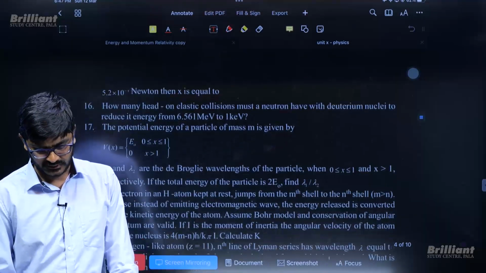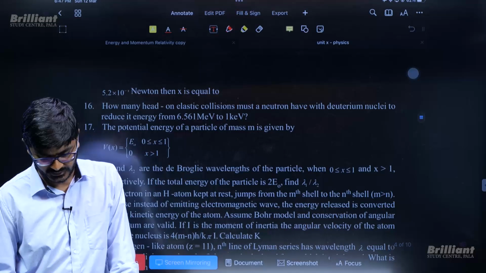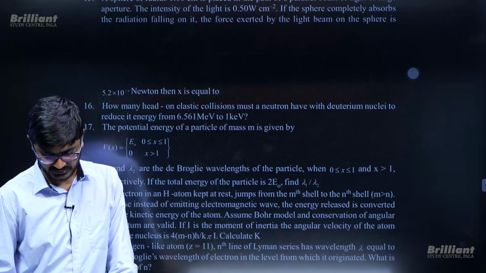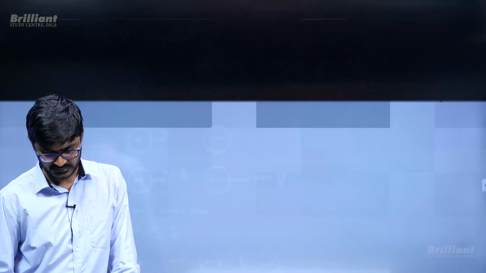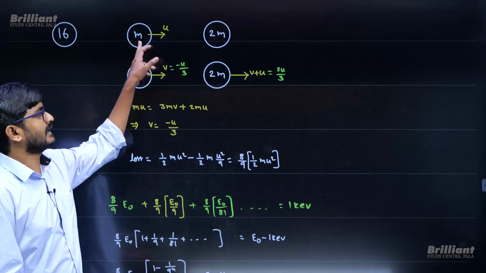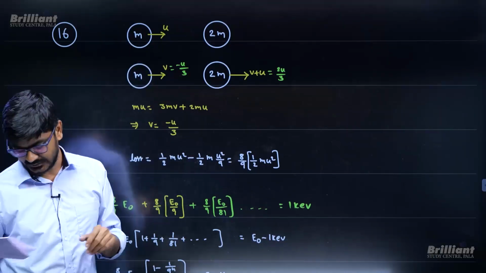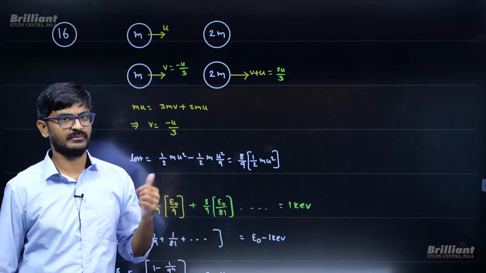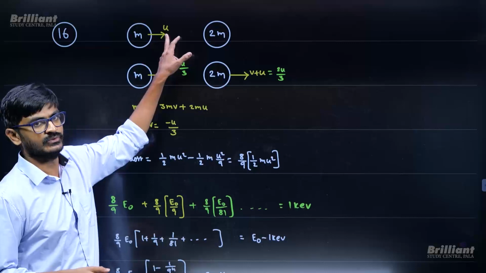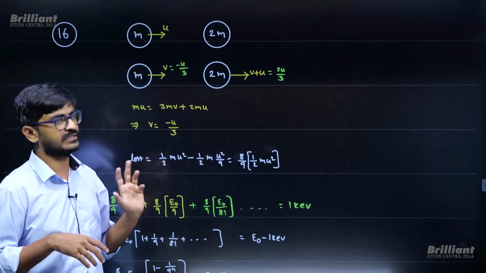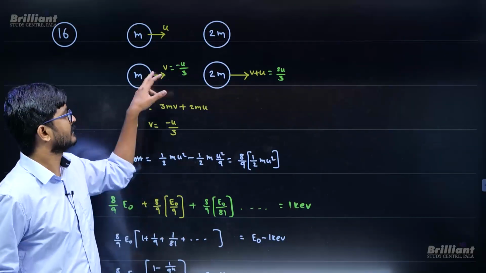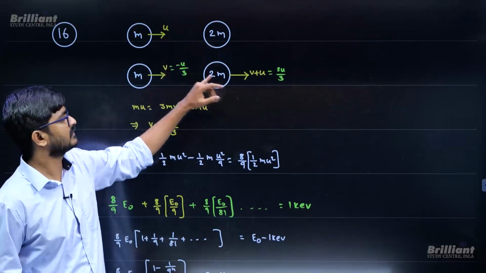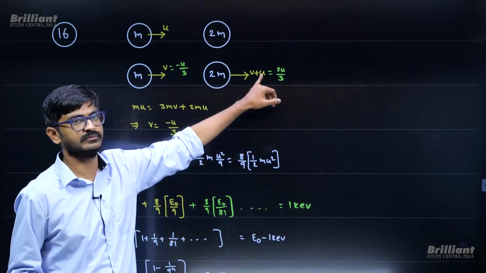How many head-on elastic collisions must a neutron have with deuterium nuclei to reduce its energy from 6.561 mega electron volt to 1 kilo electron volt? If the mass of neutron is m, then the mass of deuterium will be 2m, because deuterium has 1 proton and 1 neutron. Let us see what happens to the velocities in a head-on elastic collision. Let me assume this velocity is v, then this velocity will be v plus u, because velocity of approach is u, so velocity of separation must be u.